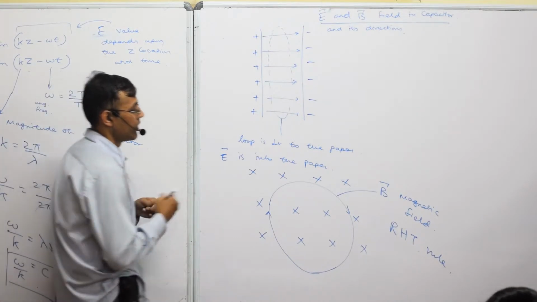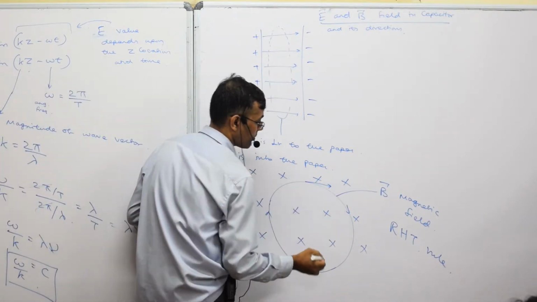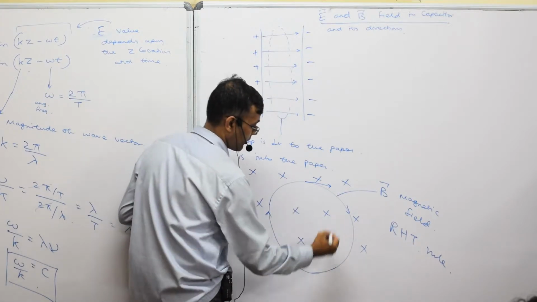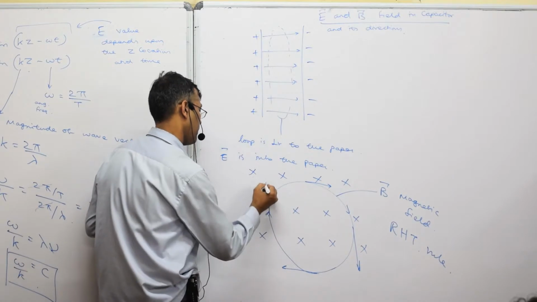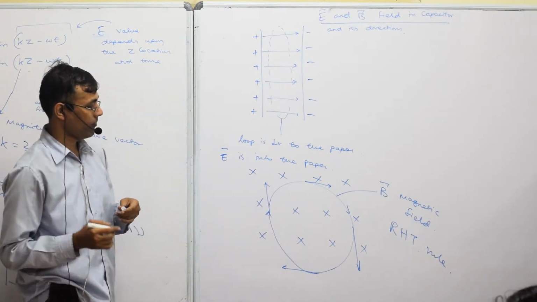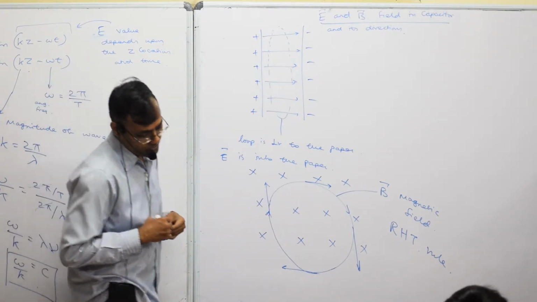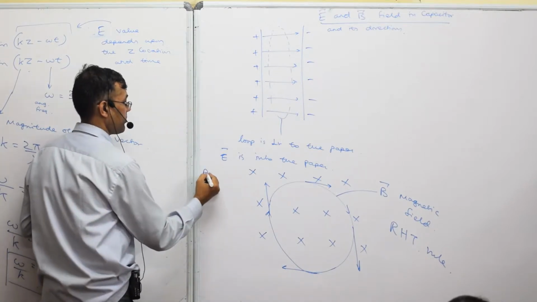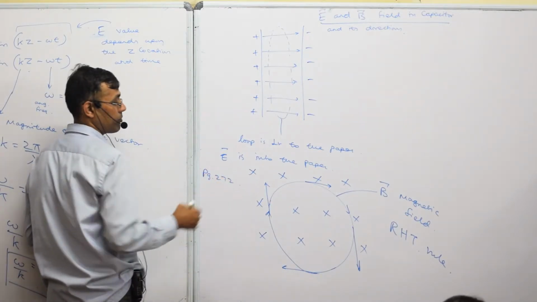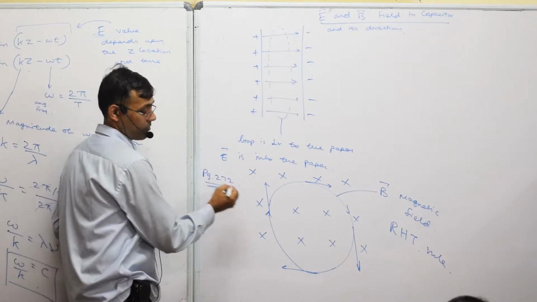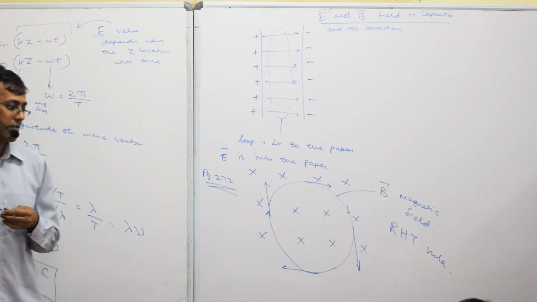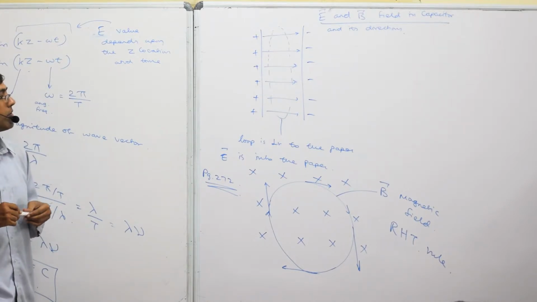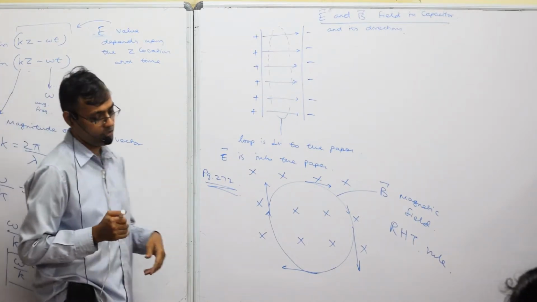So the magnetic field, you can show something like this. This point it's like this, this point is like this. This is given on page 272 in your book, so go back and read that. Of course, Maxwell's theory is extremely difficult to read in your book. Whatever I have given, I think it should be clear.